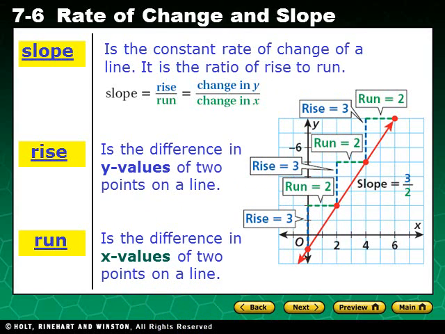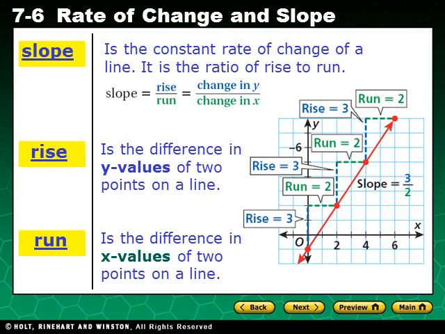Before we get to that, let's talk about these things. Slope. Slope is the constant rate of change of a line. It is the ratio of something called rise over run. Okay, so as you see, this red line over here has a slope of 3 over 2 because the rise is 3 and the run is 2. So slope is the rise, or how far the line goes up, based on how far the line goes over. Change in y over change in x.